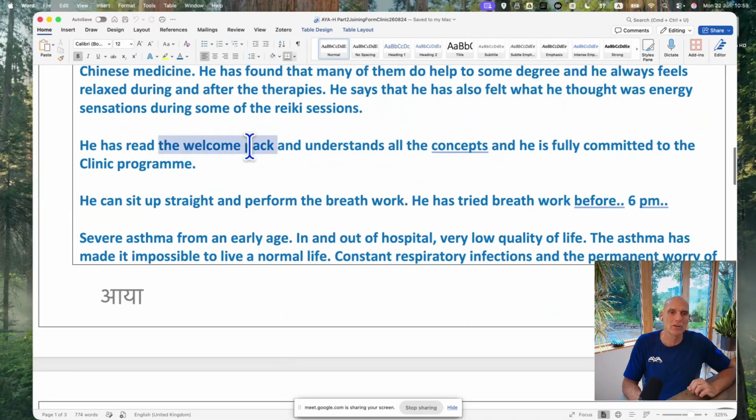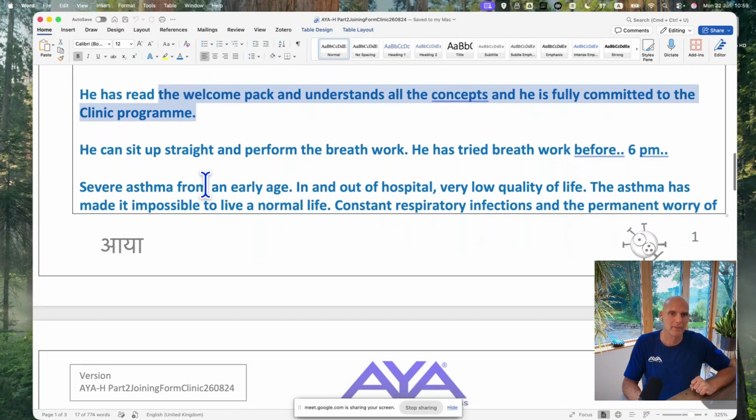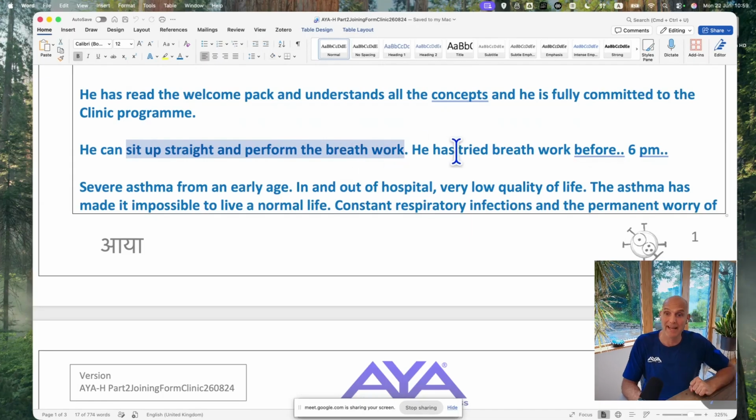Now he's read the welcome pack and understands all the concepts, and he's fully committed to the clinic program. Okay, great. He can sit up straight and perform the breath work, no problem. And he has tried breath work before, which is a good sign as well.